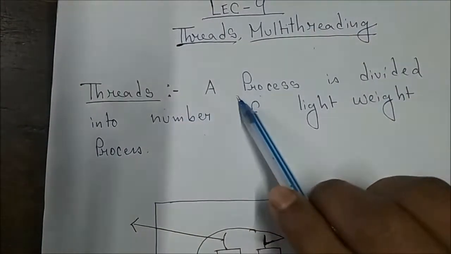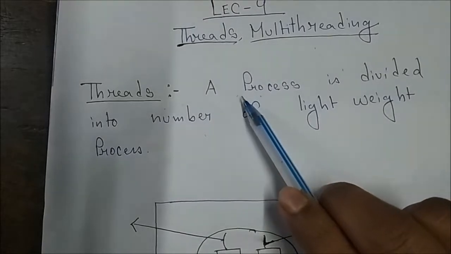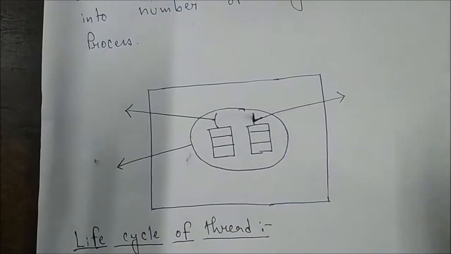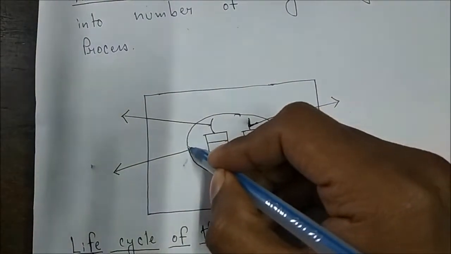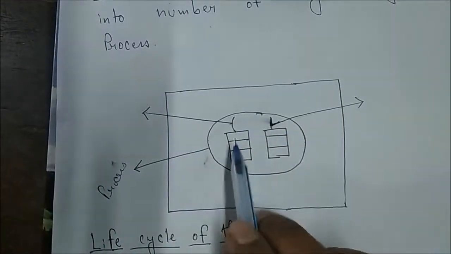So what is a thread? A process divided into a number of lightweight processes. Means there's a process which is divided into a number of lightweight processes. By seeing the diagram, we'll understand better. This is a diagram of a thread. This is a diagram of a process. This is called the process, and this is the thread.